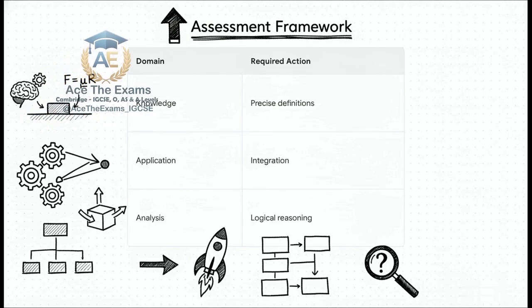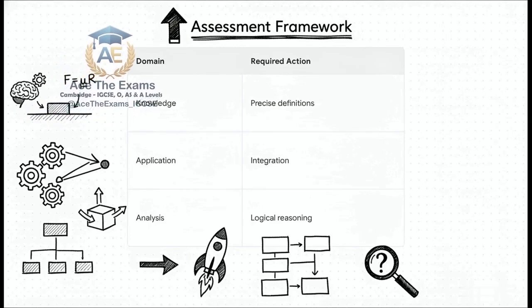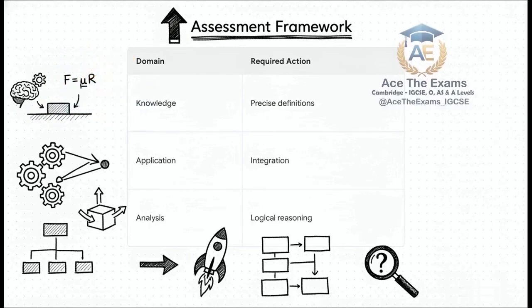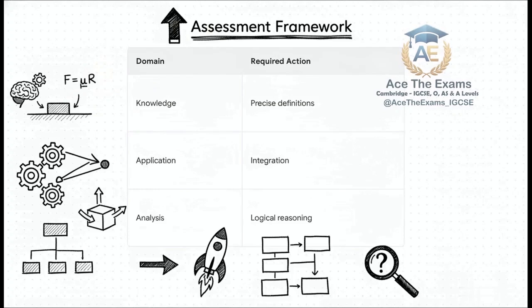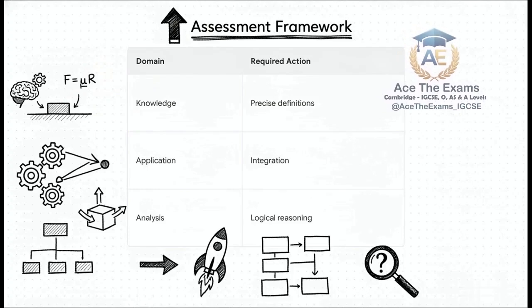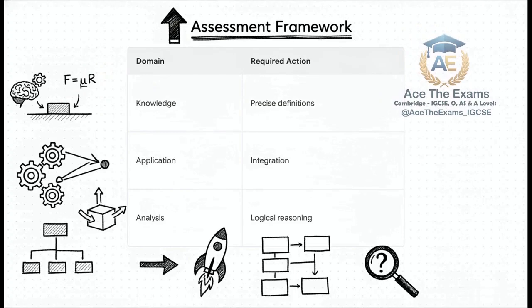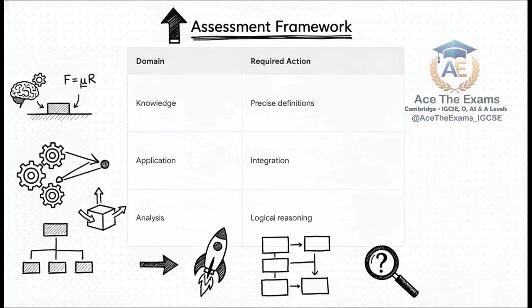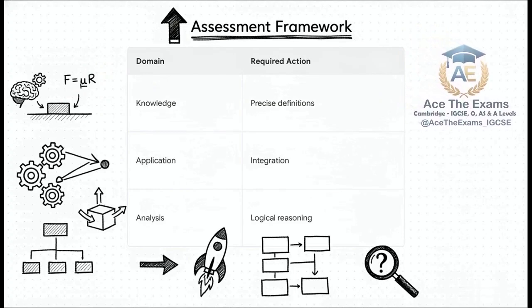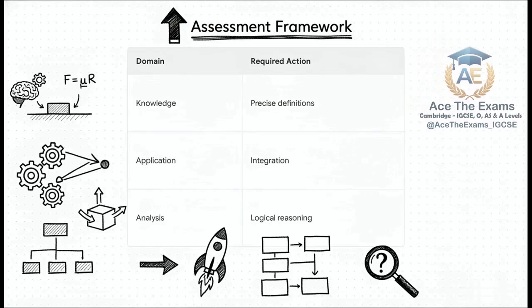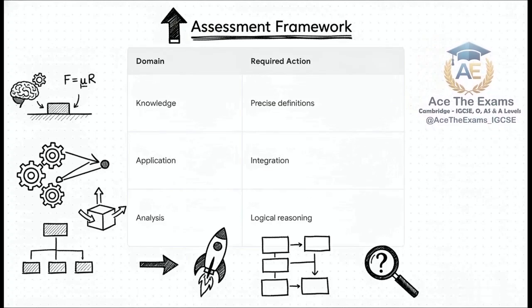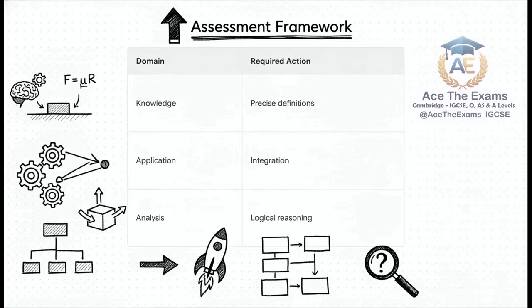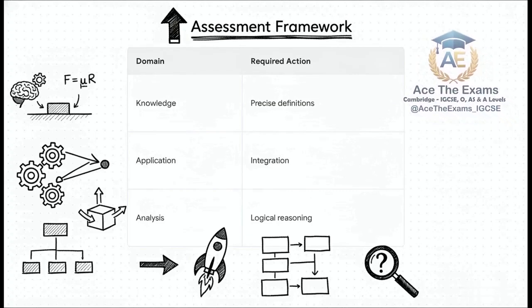For application, or AO2, they want to see you integrate this with other syllabus areas. And for analysis, or AO3, the required action is logical, structured reasoning. The examiners prioritize deep analytical thought over superficial breadth. They want to see how you think step-by-step through the mechanics. If you misinterpret the command word, say confusing describe with analyze, you stay stuck in the AO1 domain and forfeit the massive points locked away in AO3.